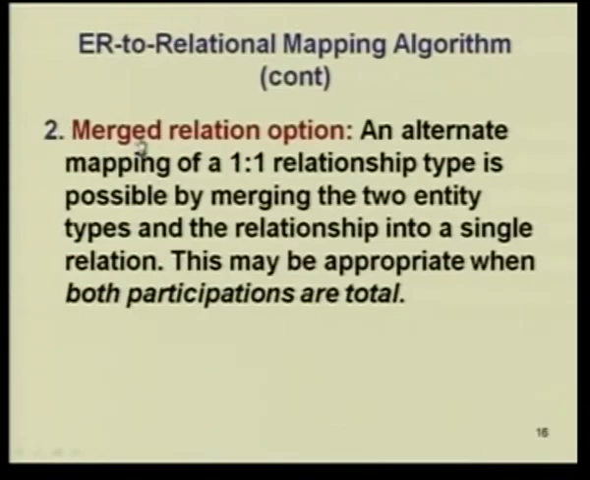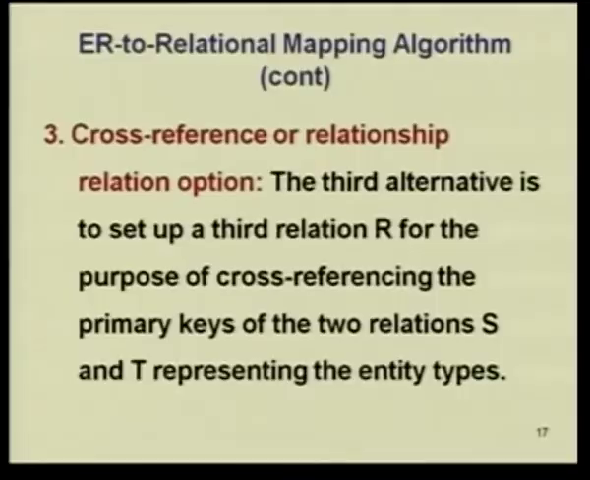The second approach is, if you have a one-to-one relationship type, it is possible that you merge the two entity types and the relationship becomes a single relation. This is appropriate when both entities have total participation in the relationship. And the third approach is a cross reference or relationship relation option.